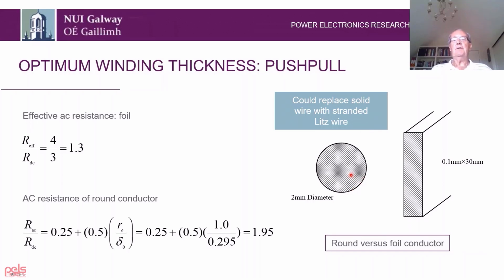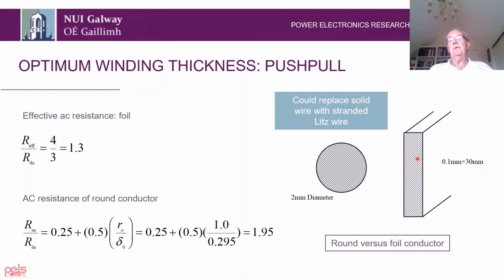Now, this solid conductor for our push-pull example is exactly the same area as our foil. And for the foil, we know that our effective resistance over RDC is 4/3, which is roughly 1.3. Now, if I take the skin depth of my solid conductor, and we had a formula for that, we can work it out, a nice simple formula here, and it turns out to be 1.95. In other words, the skin depth here creates AC losses almost double the DC losses. Whereas here, with the proximity effect, we've only increased the losses by 30%. So clearly, there's no difficulty choosing the foil in this case.